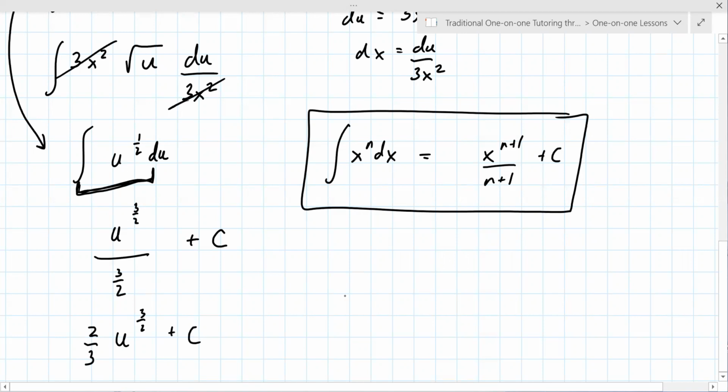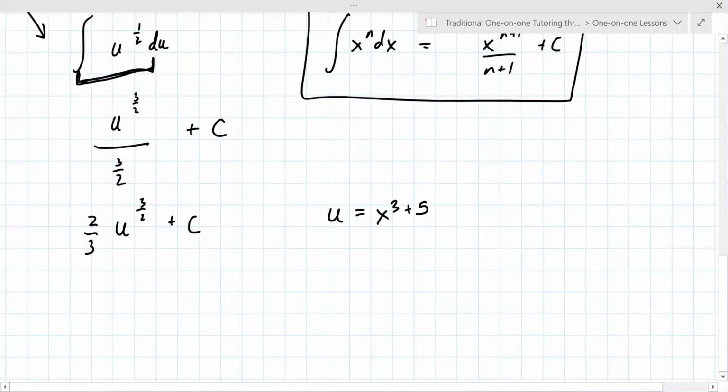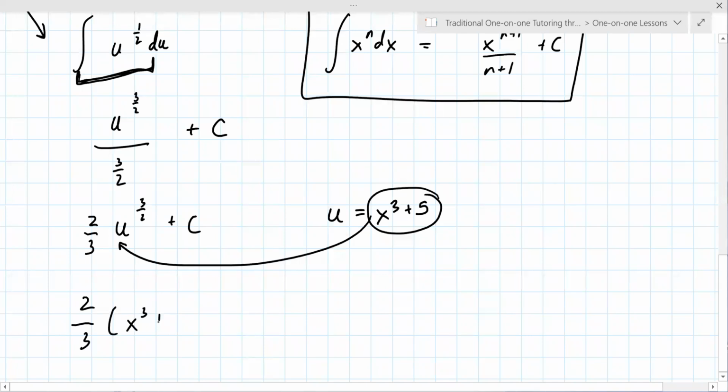And then you have to back substitute. Your u was x cubed plus 5. So you take this and you put it in for u. 2/3 (x cubed plus 5) to the 3/2 power plus c. Wait, so you just moved the 3/2 up, okay. Yes. And then you put it back in, okay.